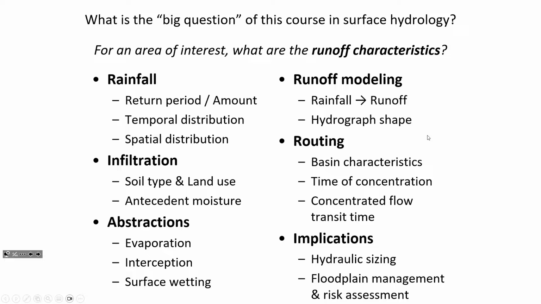So the implications, once we understand these forces that dictate the amount of water that's running off, then they allow us to do things like size culverts that go under roads, to understand how large inlets should be for storm sewers, and trying to reduce the risk of flooding through floodplain management.